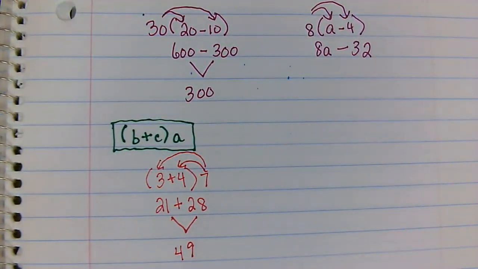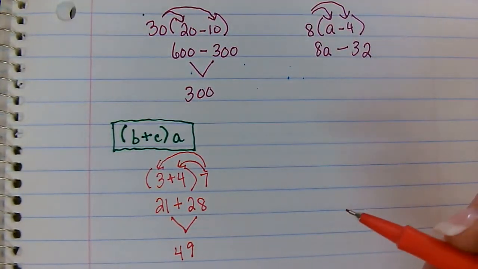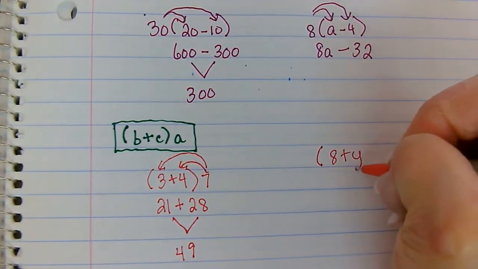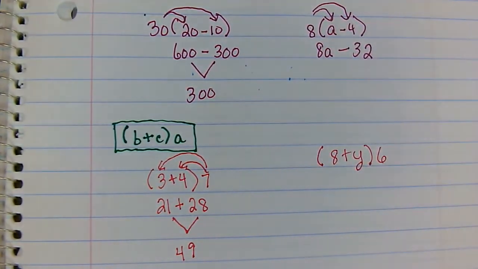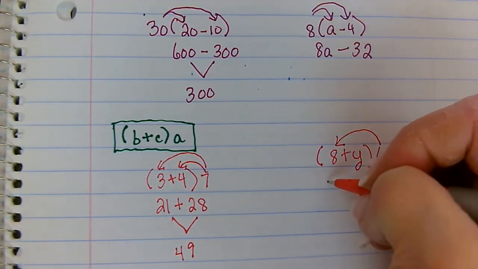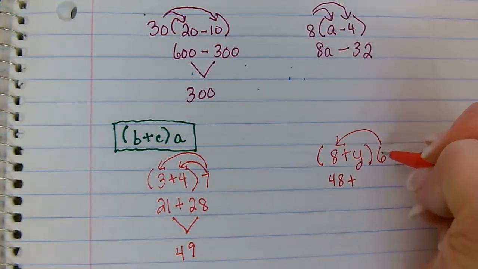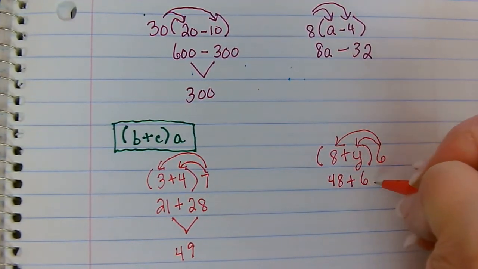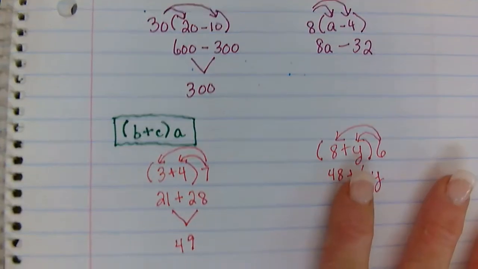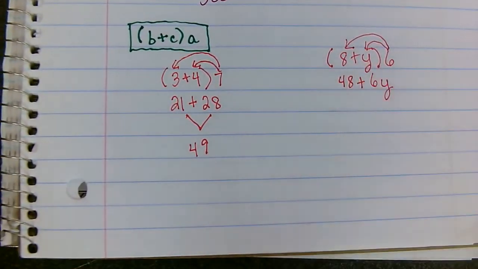Okay? Next sample. Let's go with parentheses 8 plus y, and on the outside 6. And then 6 times 8 is 48. Bring down your plus. And 6 times y is 6y. See? Let's continue this with another example right here.